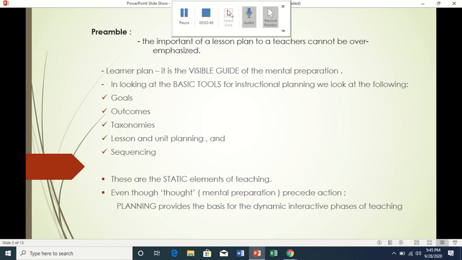So in looking at the basic tools for instructional planning, we will look at the following: goals, outcomes, taxonomies, lesson and unit planning, and sequencing. Any teacher who plans looks at the goals set. It could be national goals. Then we look at the outcomes. When we teach within a period, what are we expecting? Our taxonomies: are we looking at the understanding base or comprehension or application? We will look at that, and that is taxonomy. When we are planning, we look at these. Then we look at our lesson, the day's topic or the unit, and plan towards that. And then we look at sequencing, the steps that we are going to go through in the period of delivery in the classroom.